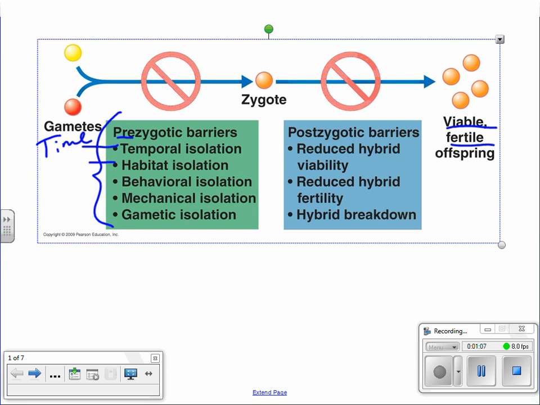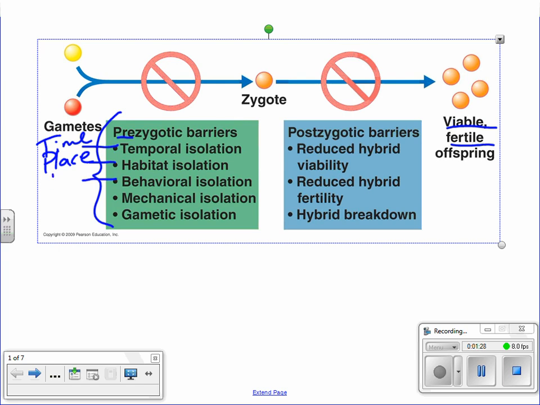Habitat isolation is place. So if the two different species are in completely different areas or in different maybe sections of the same geographic area, they won't actually come in contact with each other. So in doing that, they won't be able to mate and create a zygote.